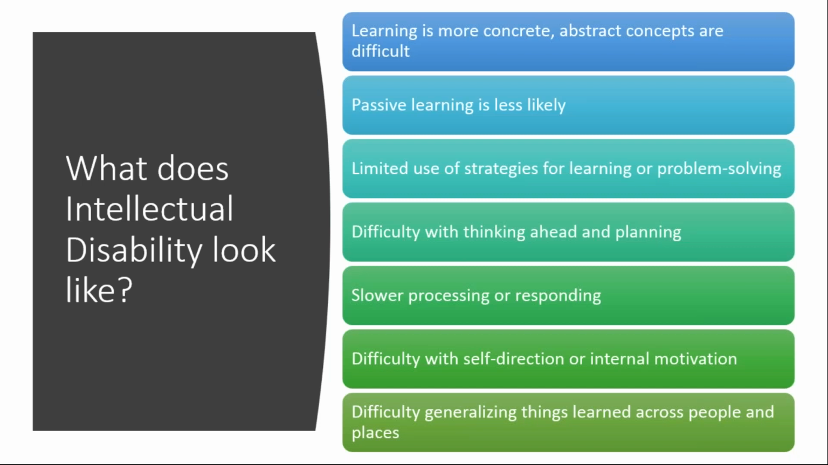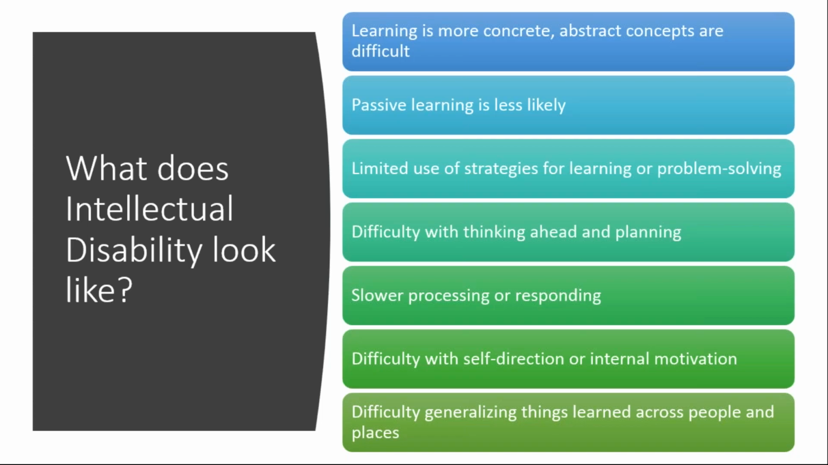So when we talk about what does intellectual disability look like, there's a lot of different things that we can think about. So to start up at the top, the first thing that we notice is that learning tends to be more concrete. And in particular, abstract concepts are going to be difficult. So for example, someone with an intellectual disability might do much better with rote learning, learning by memorizing, as opposed to having to think about things more abstractly.